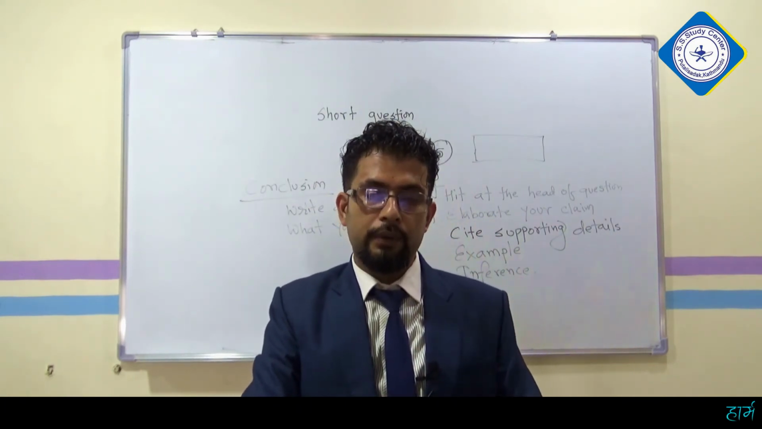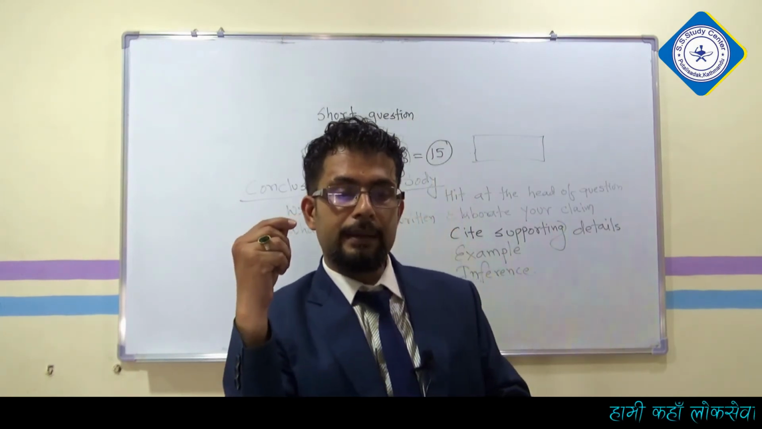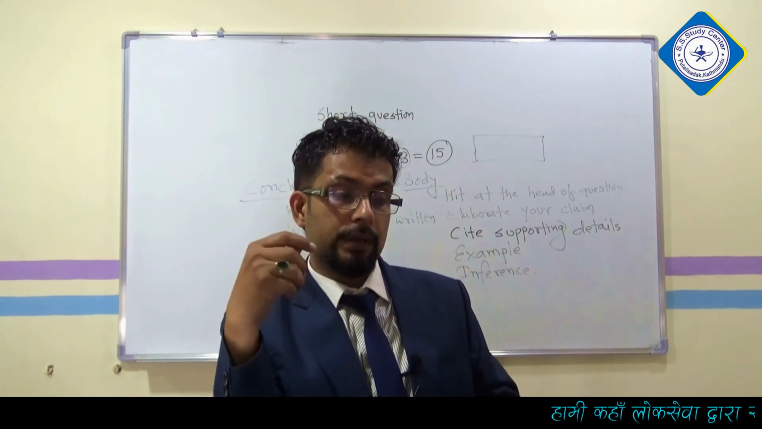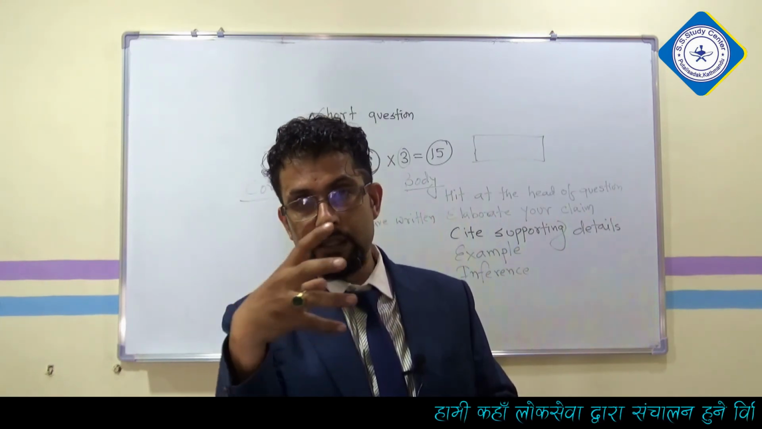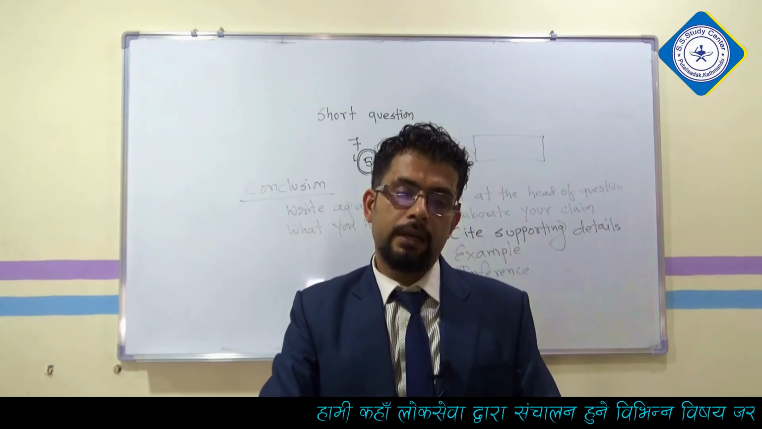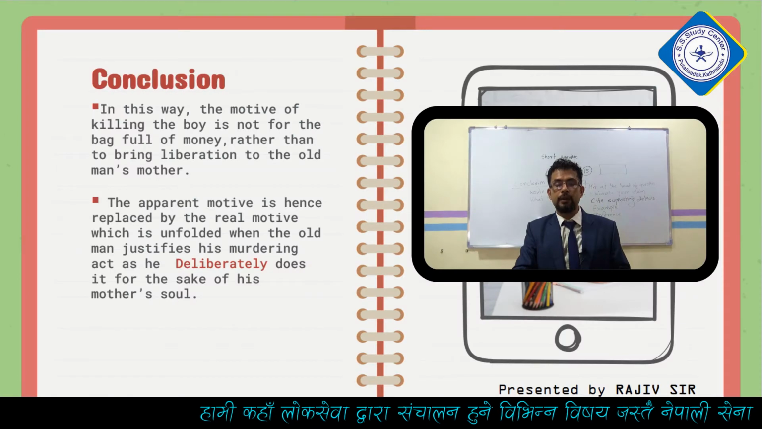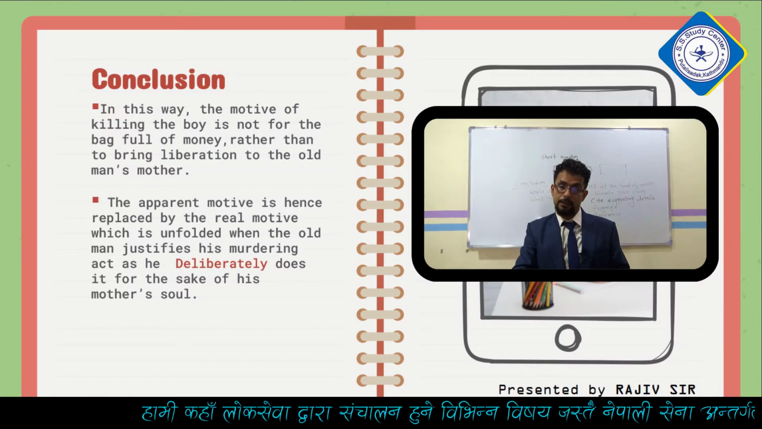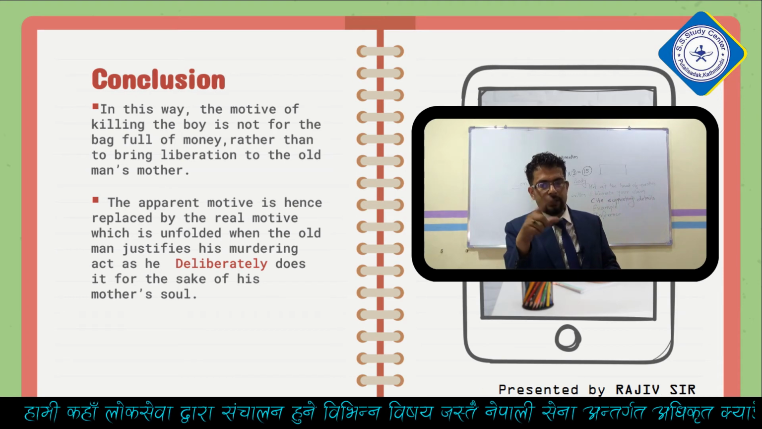Okay, so for the conclusion, I have brought another question for you, and the question is, what is the old man's motive in murdering the boy? Okay, let's apply the conclusion. This is the wholesome answer for the question. What is the old man's motive in murdering the boy? And now in the conclusion, you are going to write, don't write much. In this way, that is the conclusion, change the paragraph and write.